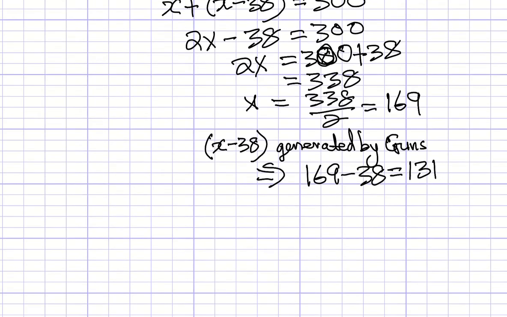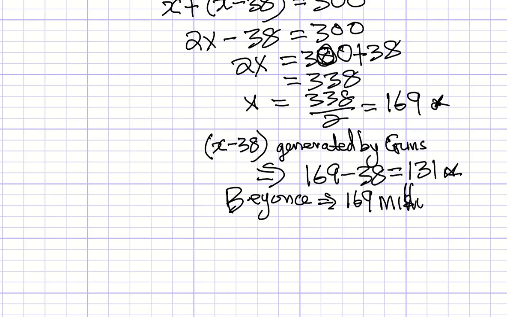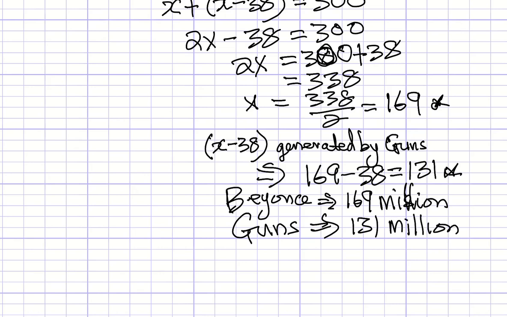So then that means Beyonce generated, okay, that's Beyonce right there, and that's Guns and Roses. So Beyonce generated 169 million. Guns generated 131 million. These are ticket sales. Okay, all right.